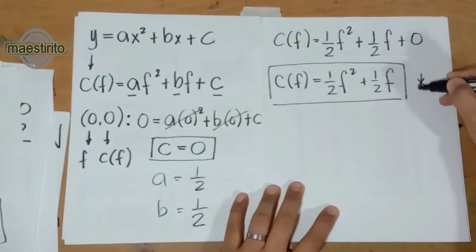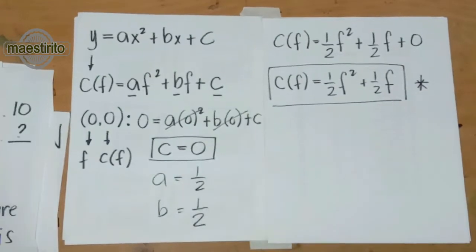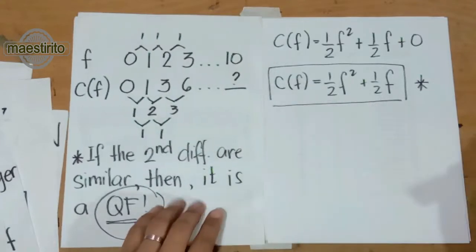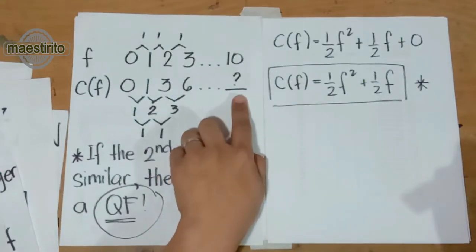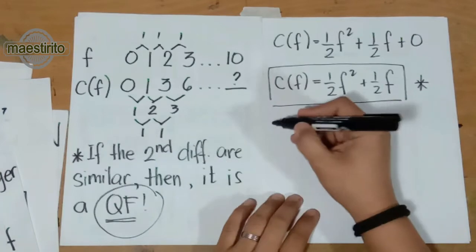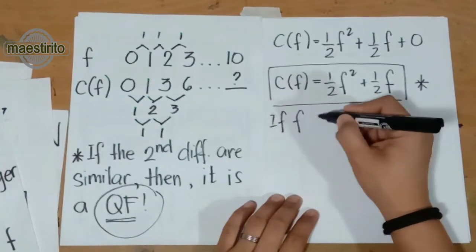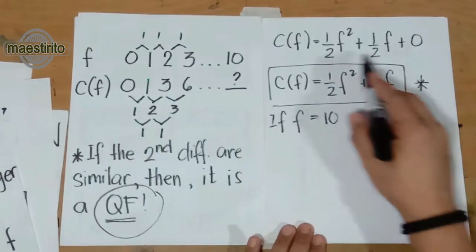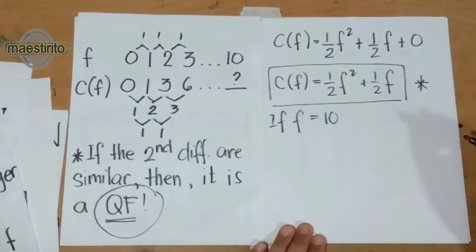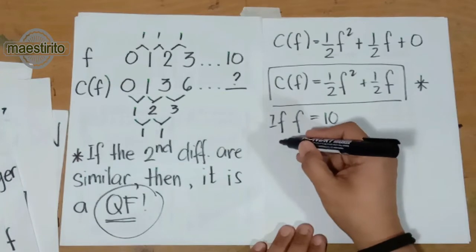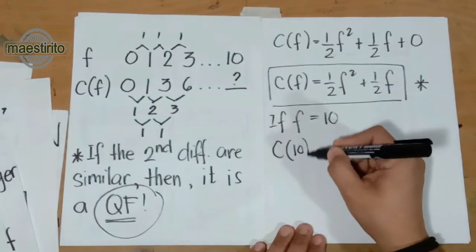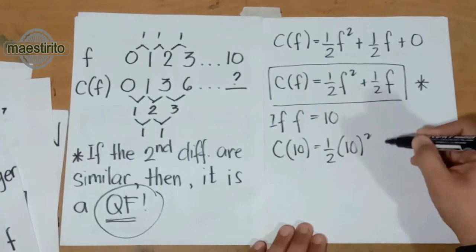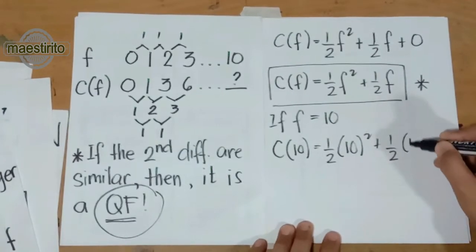There. Okay, so let's go back now to our table of values so we can already answer this one. For the figure 10, so that means if your f is equal to 10, how many cans will there be? Using the model, it would be easier for us to solve the problem. So c of f, where f is 10, is equal to 1/2 of 10 squared plus 1/2 of 10.